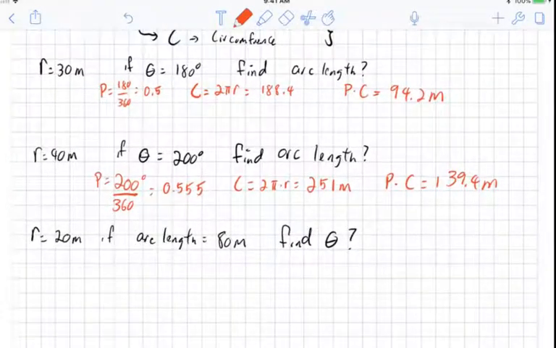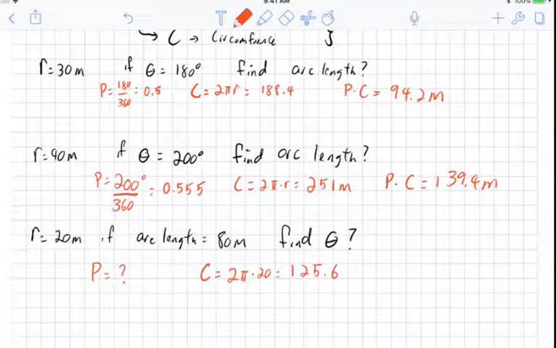All right. This last one's a little bit weirder. So I don't know what P is. I know C is going to be 2 pi times 20. So 2 pi times 20. That's 125.6. And I know that P times C is equal to 80. So P times 125.6 is equal to 80. Well, I guess this makes sense.